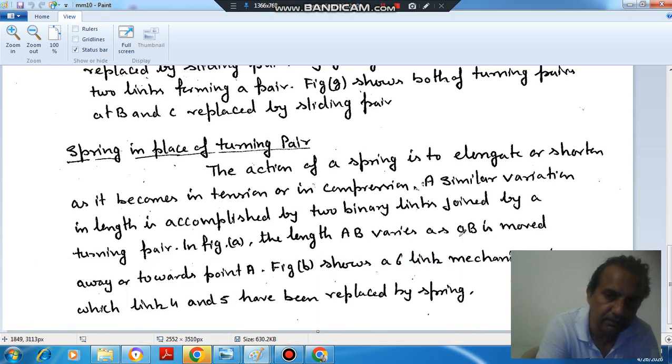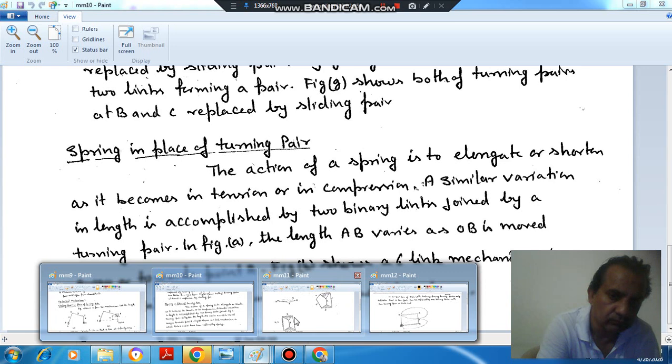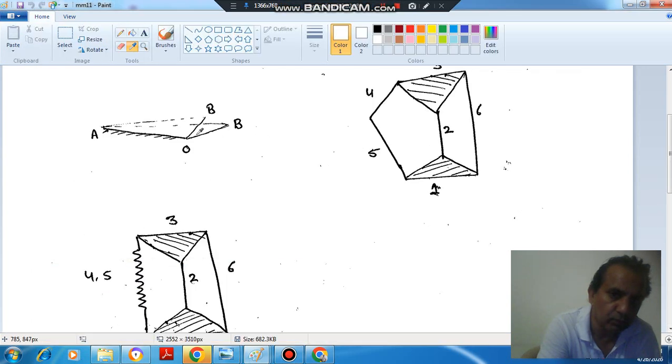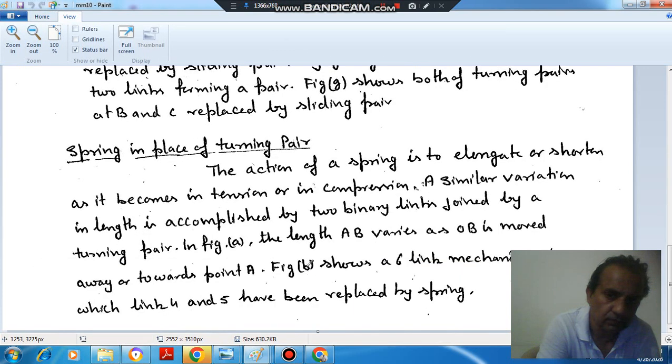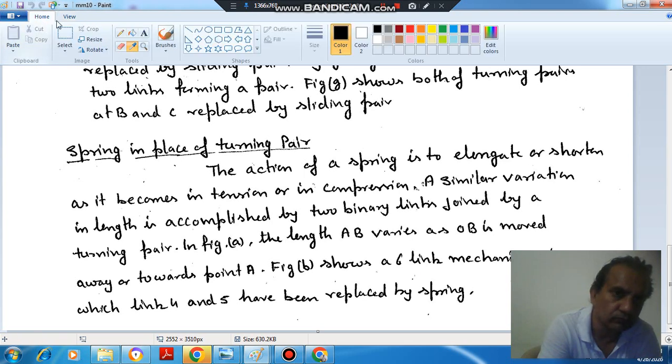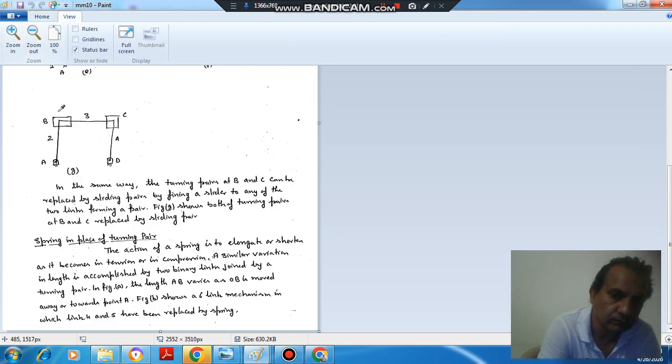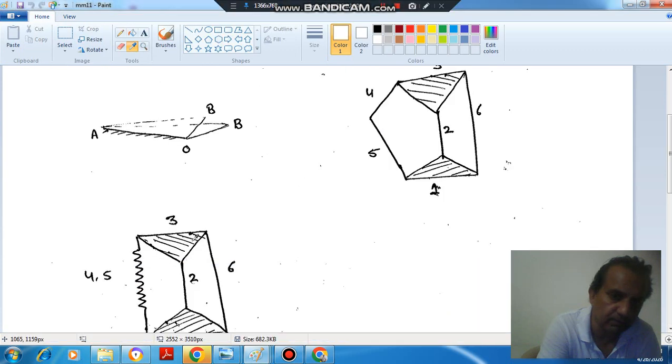The length AB varies as OB is moved away or towards point A. Figure B shows a 6-link mechanism in which link 4 and 5 have been replaced by spring. So these 4 and 5 are replaced by spring.